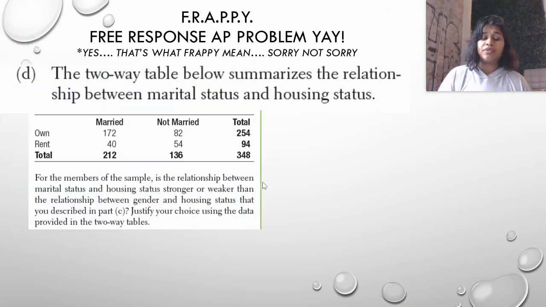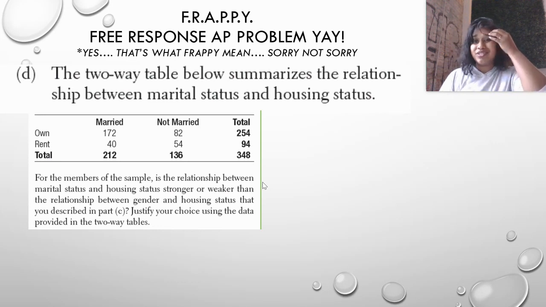The two-way table below summarizes marital status and housing status. So remember, with this question, we were doing two things. We're comparing it from C to D. So C, there was really no relationship or association. And now we're going to compare that to marital status versus ownership and rent. And then we're going to justify our choice using our data.